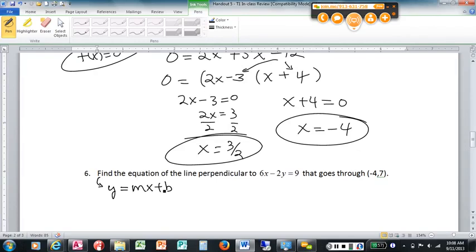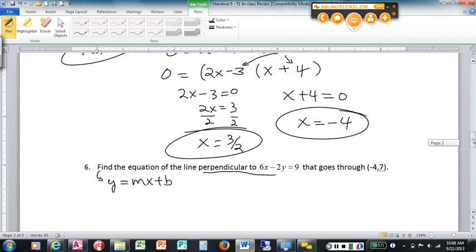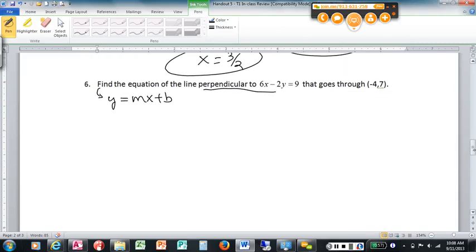I want it to be perpendicular to this line. What does that mean? Perpendicular means it has to have the opposite reciprocal of the slope, opposite reciprocal. Now, question is, starting off anyway, what is the slope of 6x minus 2y equals 9?